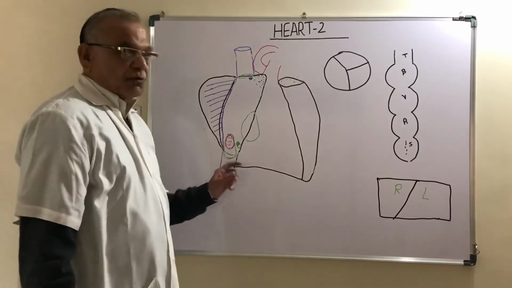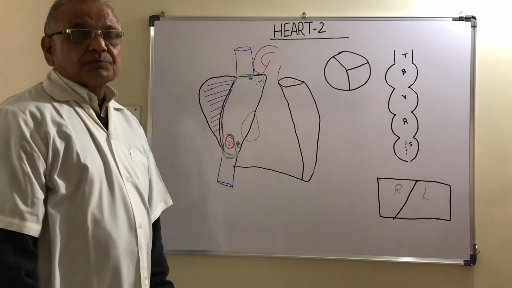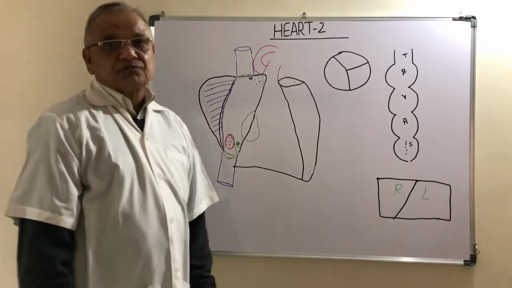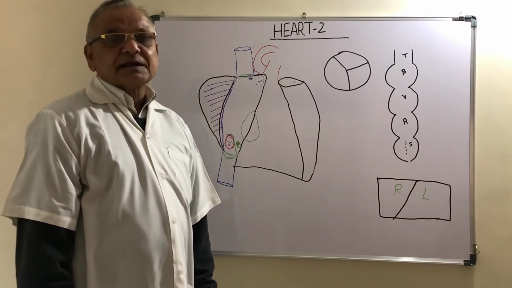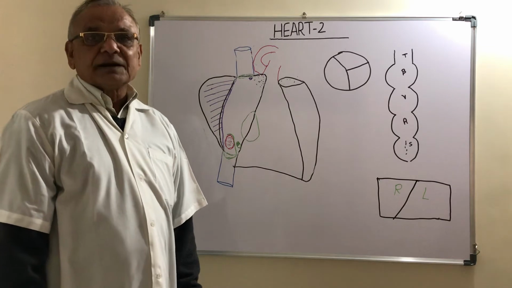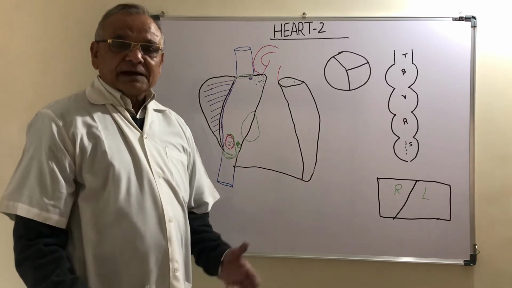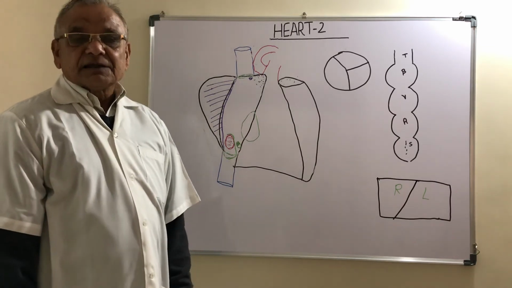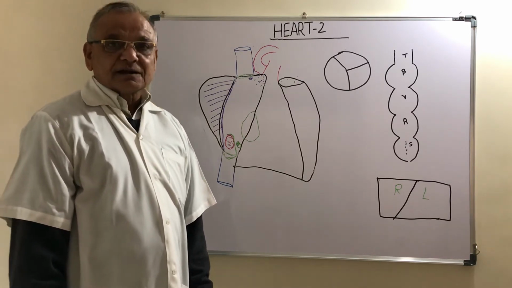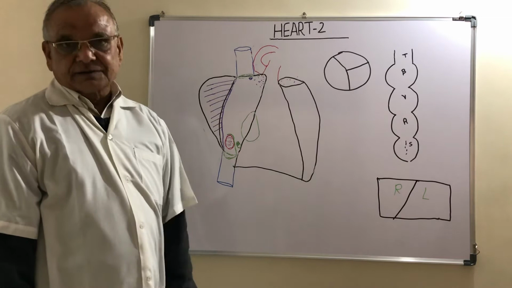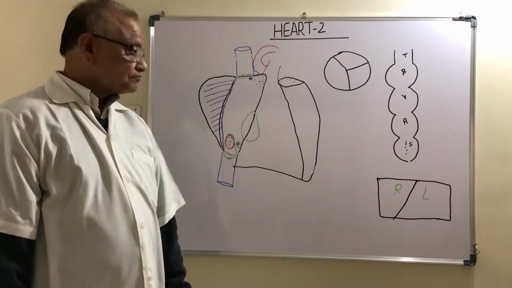This semilunar valve of the inferior vena cava is prominent during fetal life, and it is rudimentary in the adult. Why is it prominent during fetal life? Why is it rudimentary in the adult? That I will tell you later on.